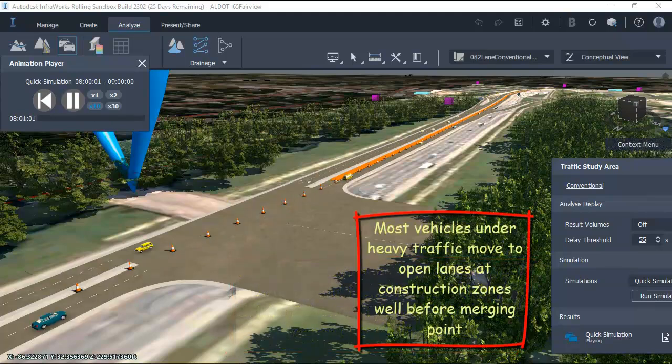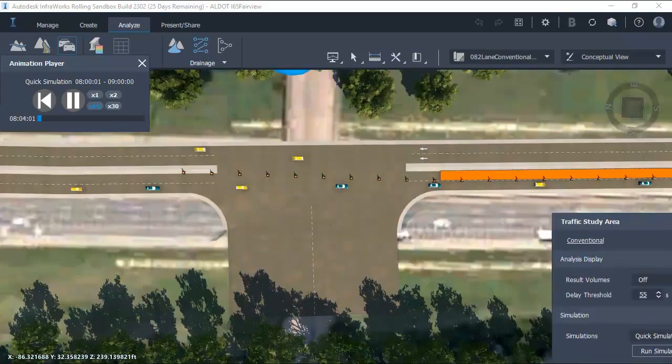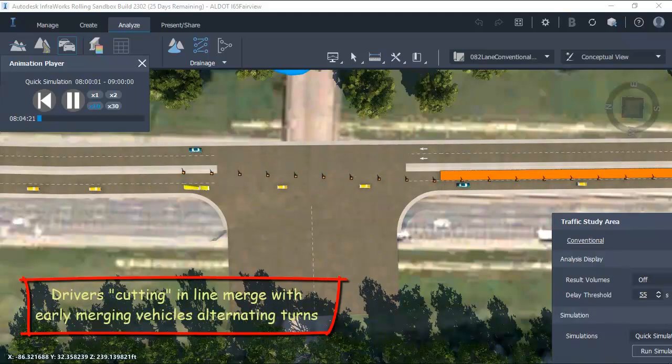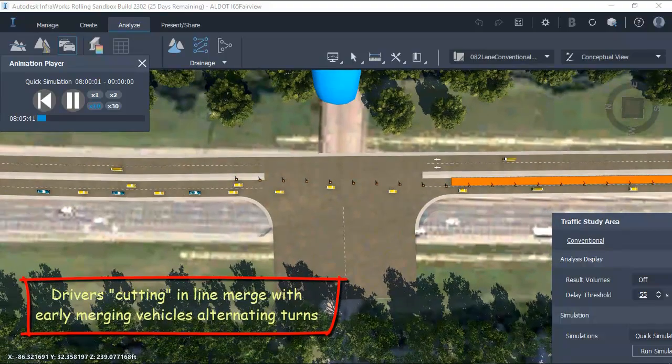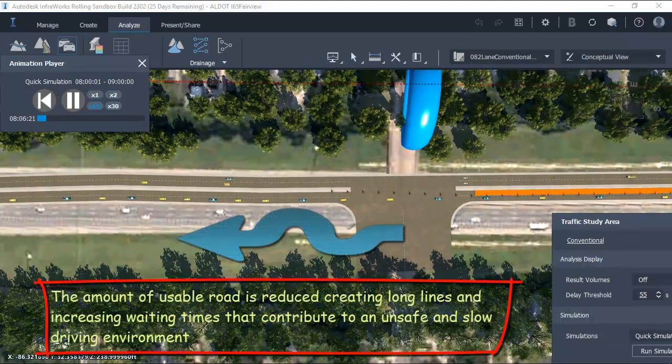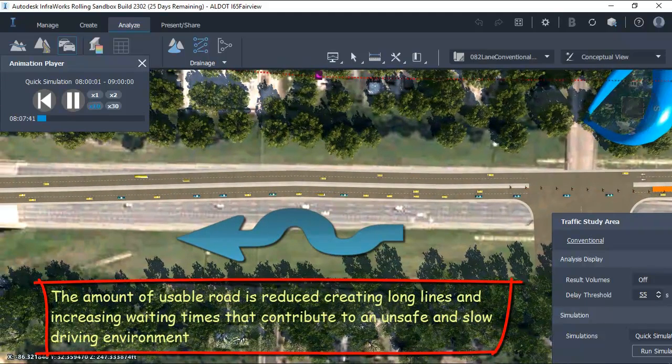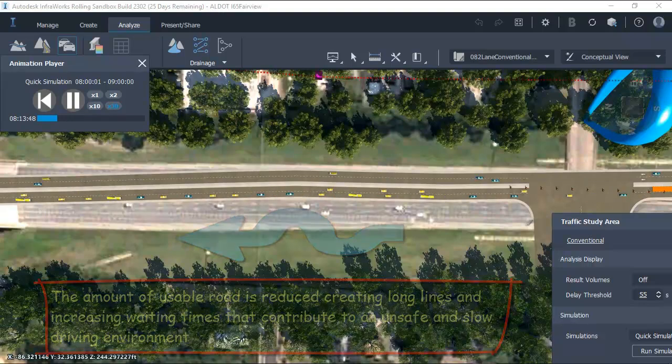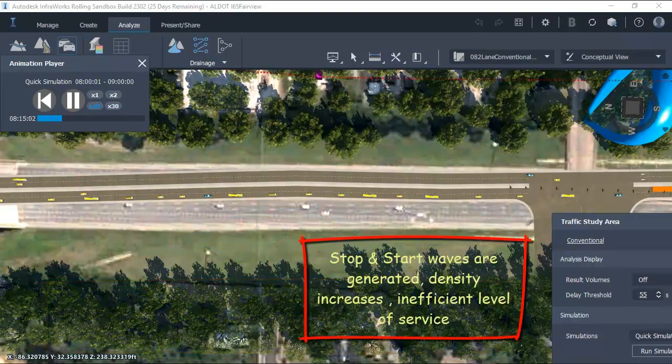Simulation is run at peak hours where most vehicles under heavy traffic move to open lanes well before lanes come to an end, and drivers cutting in line merge with early merging vehicles, alternating turns at the merge point. Simulation shows that the amount of usable road is reduced, creating long lines and increasing wait times. Stop and start waves are generated, increasing density, providing a poor level of service.